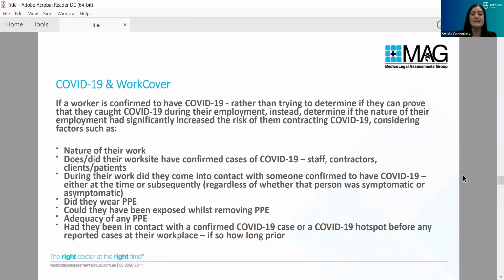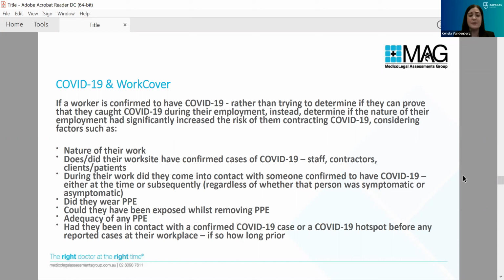Just because they tested positive after the injured worker does not mean that the injured worker gave it to that other person. The other person may have been asymptomatic, or may just not have gone and got a test, or may have developed symptoms at a later time.